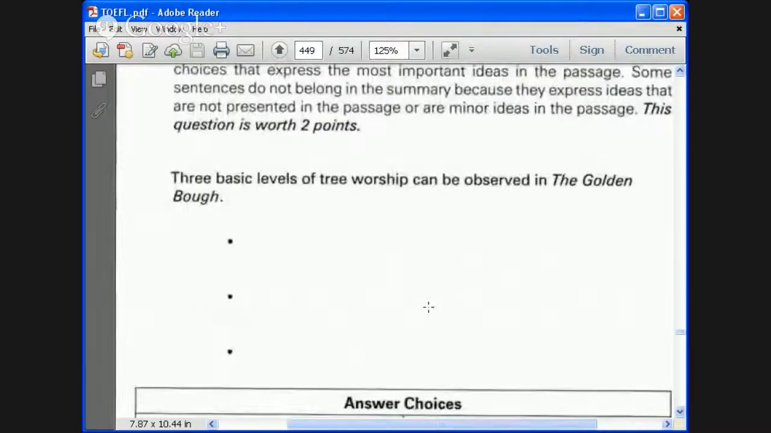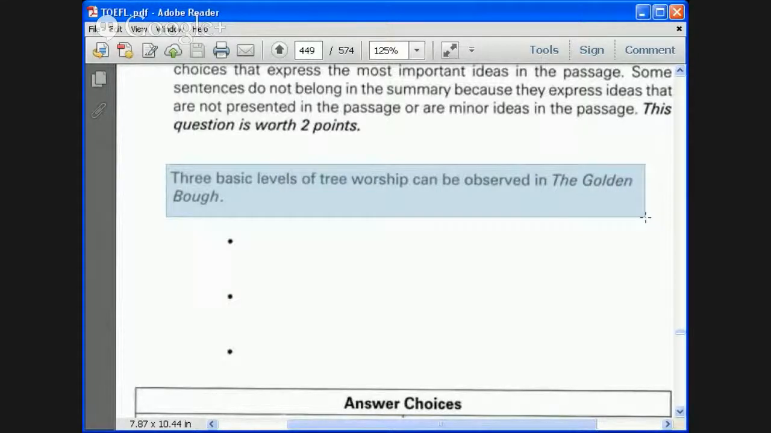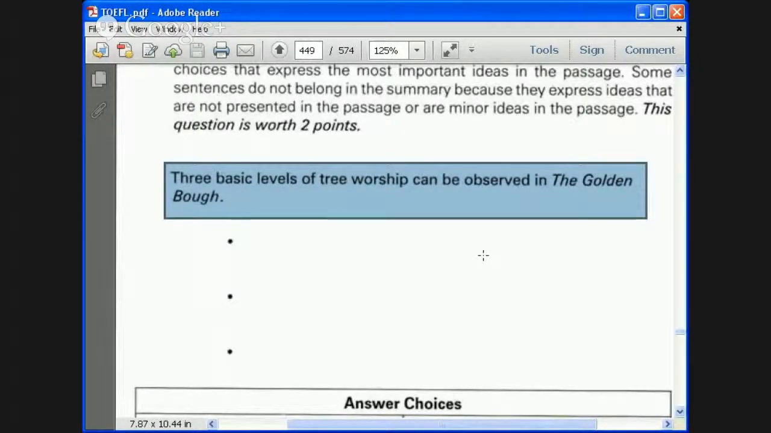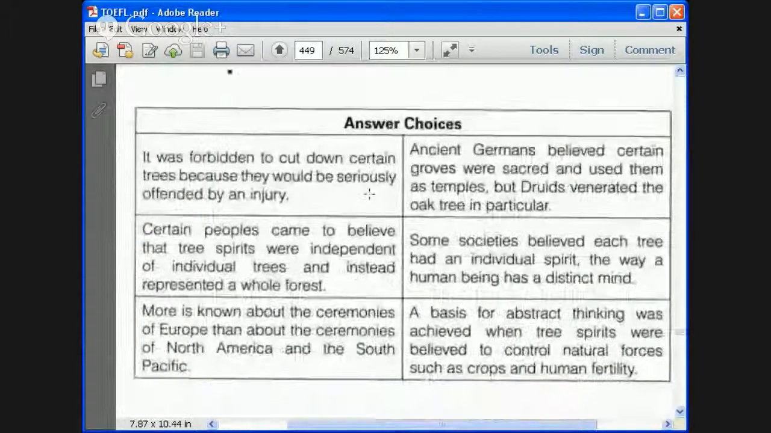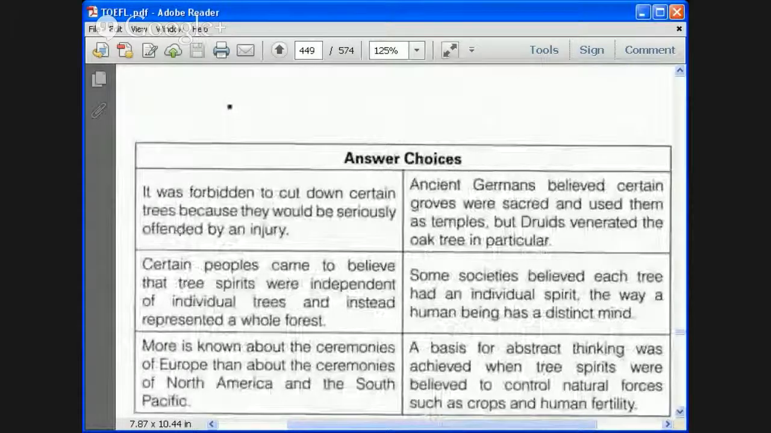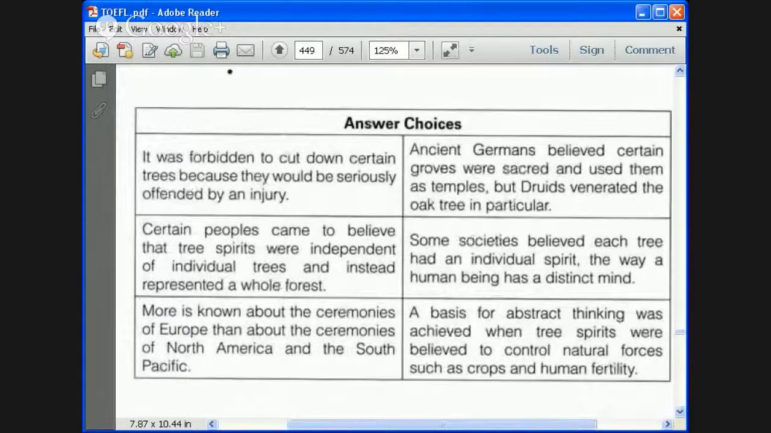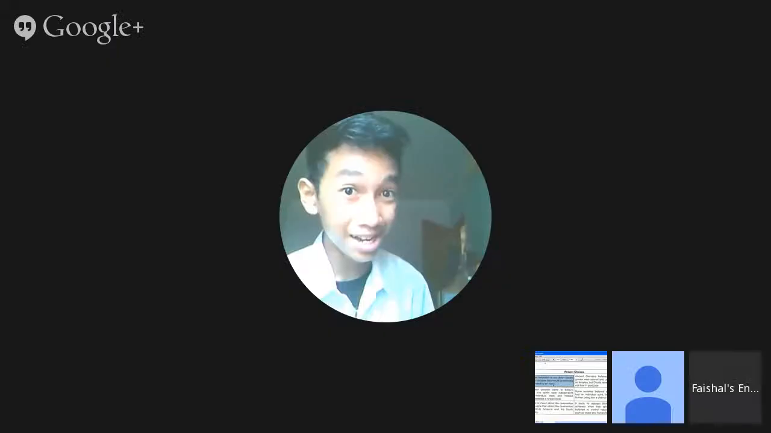Number 12, a 2-pointer. 3 basic levels of tree worship can be observed in the Golden Bough. Oh, there we are again, our 3 levels of tree worship. I told you guys this was going to be important. Okay, we can probably guess before we even look at the answers. All right, let's take a look. First, Faisal: it was forbidden to cut down certain trees because they would be seriously offended by an injury. No? It's more specifically known as so. No. Okay, you think it's too specific. Michael.